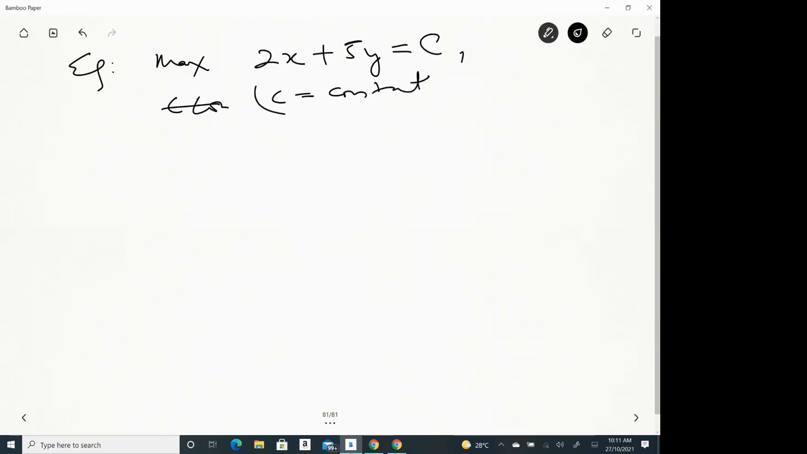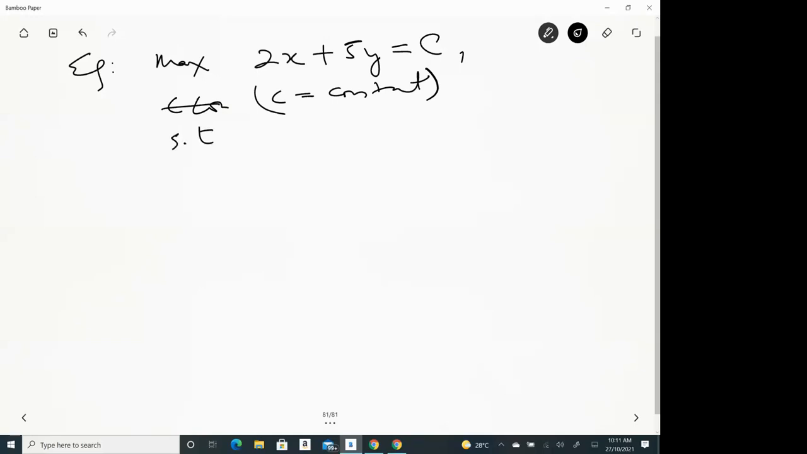So the example, let's say I want to maximize the objective function, say 2x plus 5y equal to some constant, call it c. Where c is a constant. I put a bracket because sometimes we know that it will be a constant.